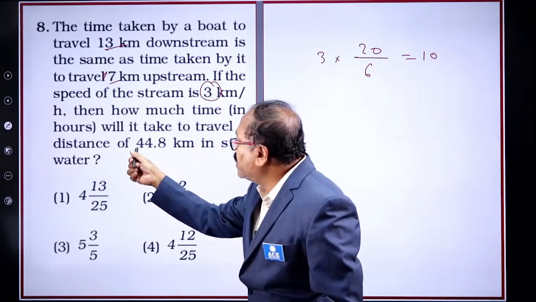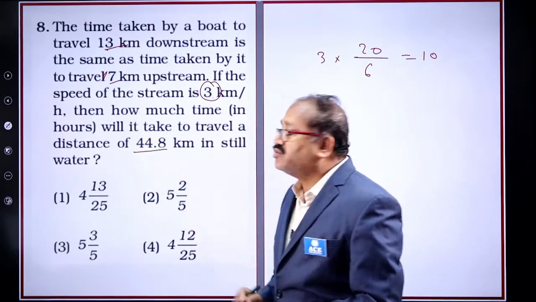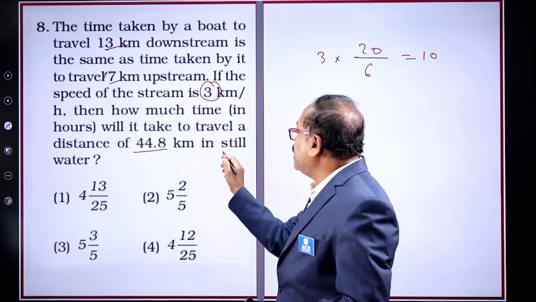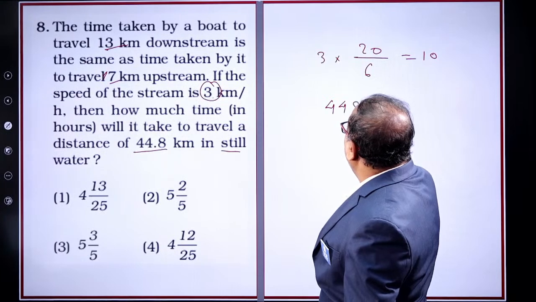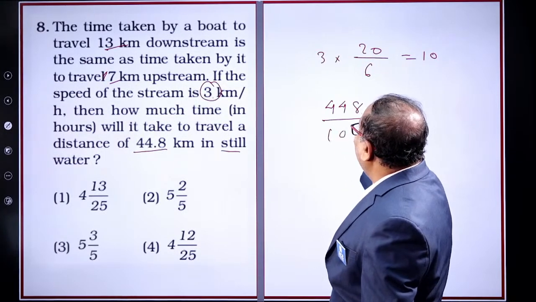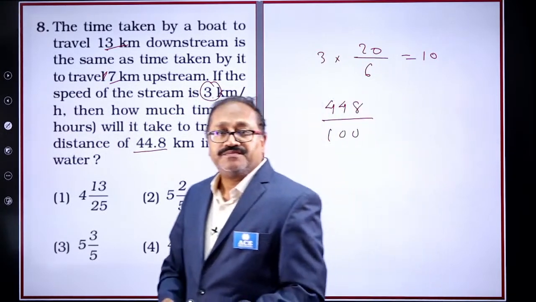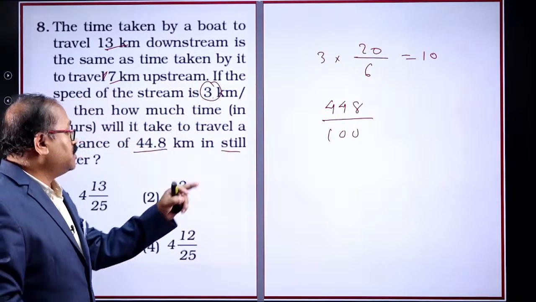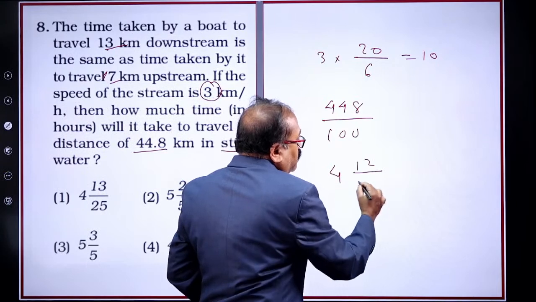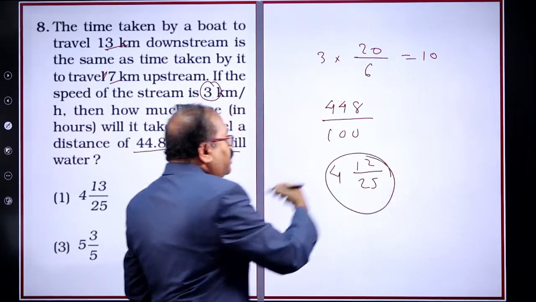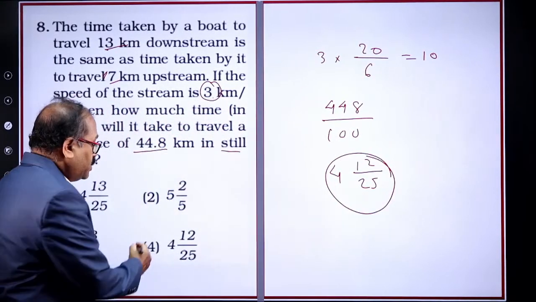And you are asked to find out how much time it will take to cover 44.8 in still water. So therefore my answer should be 448 divided by 100 as I eliminate the decimal. So when I simplify this, we are getting 4 12 by 25 as my answer. Option 4.